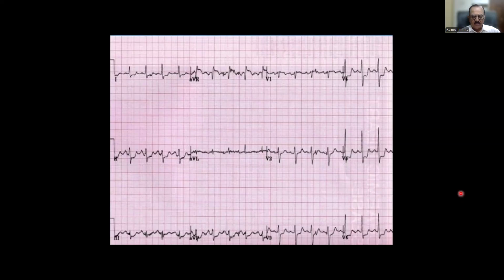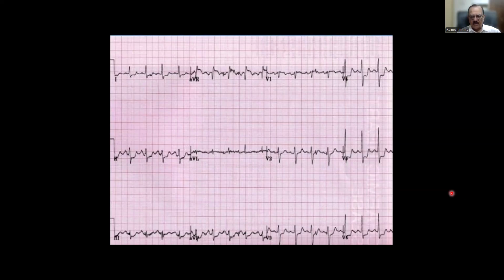Do you think this ECG is normal or abnormal? Abnormal. What is the abnormality? ST depression. Yes, ST depression. ST is depressed in beats 1, 2. There is a significant ST depression from V4 to V6. Okay, very good.